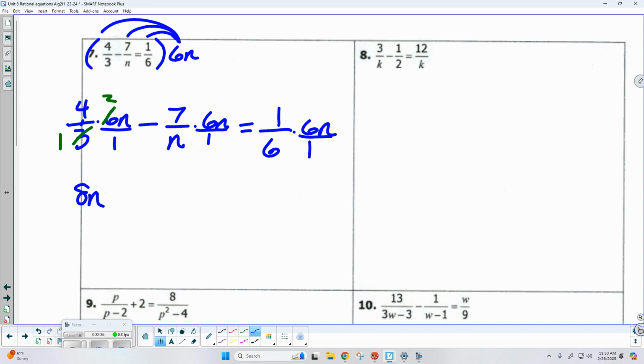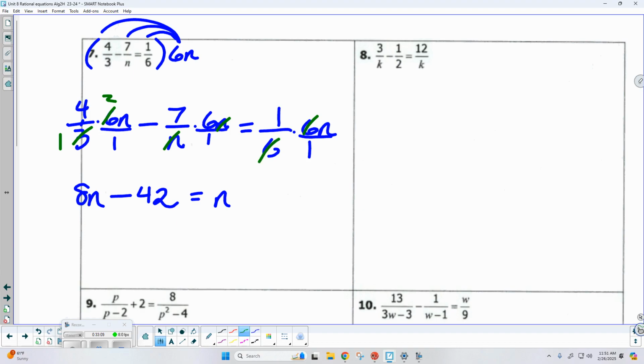8n. See, I've removed the fraction. We're going to end up with just a normal everyday equation to solve. Minus. Okay. Well, what can simplify here? The n's. What's 7 times 6? 42. The answer to life, the universe, and everything, absolutely. Equals. And then what's going to cancel over here? The 6's. So the only thing this equals is n, because the 6's cancel. Mark that off.